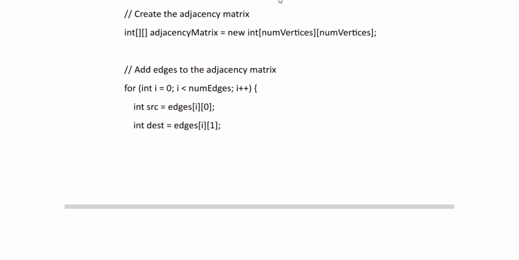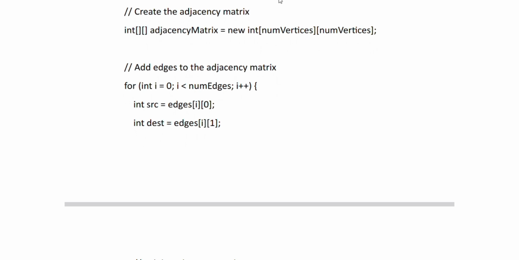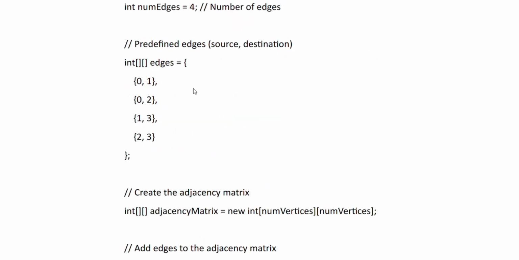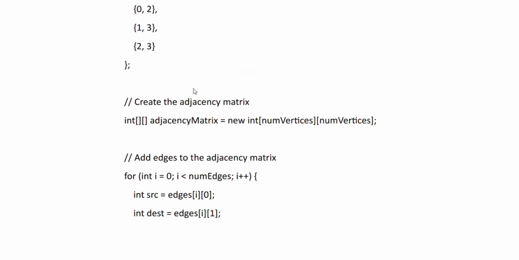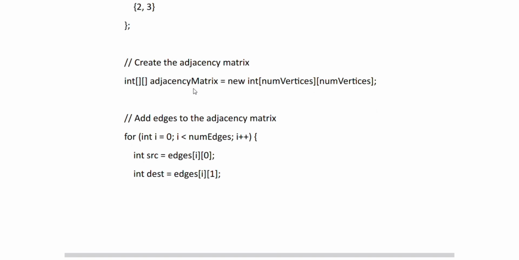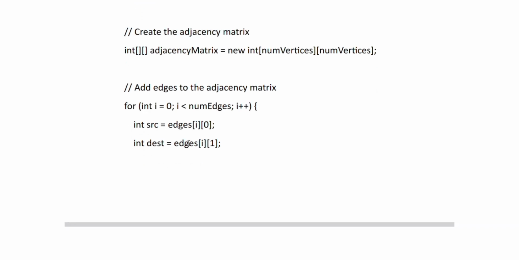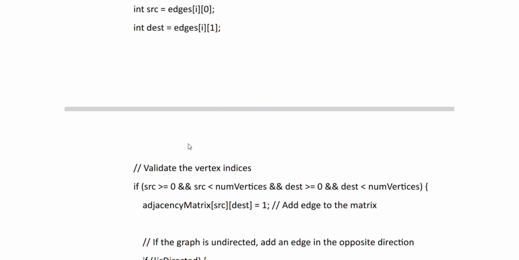We create a loop. This loop iterates over each edge in the edges array, and for each edge, the source and destination vertices are extracted. The for loop starts with i equal to 0. This means we are considering the first edge in the edges array. edges[i] refers to the first element of the edges array, which is [0, 1] in our case.